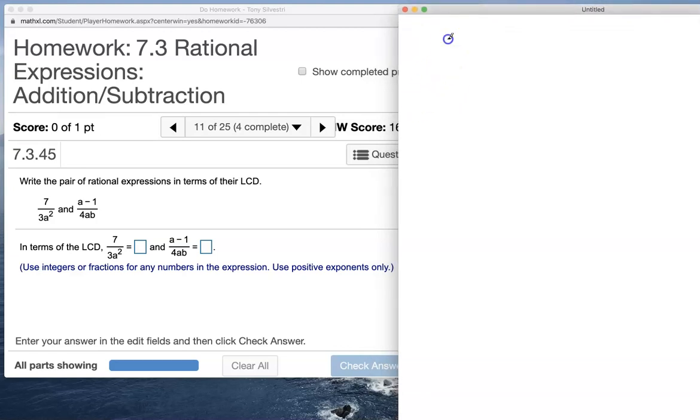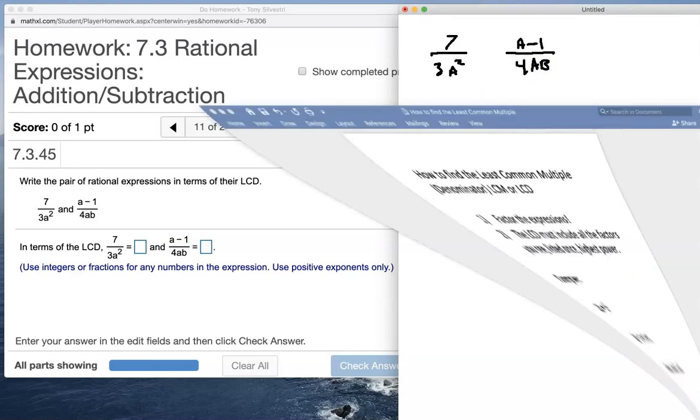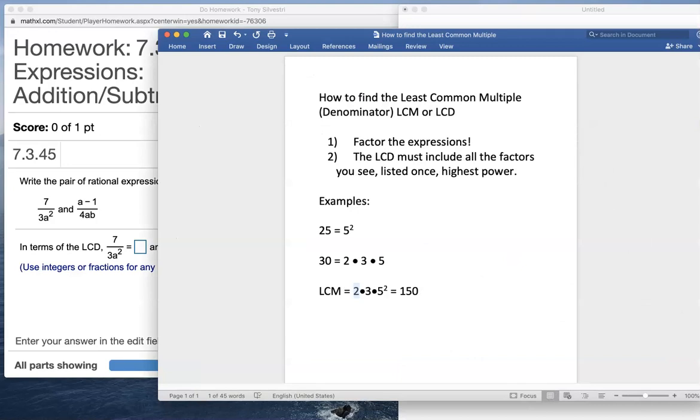And, okay, write these fractions out. 7 over 3a squared, and a minus 1 over 4ab. Now, here's what this says. Here's what we have to do. Factor the expressions, and then the least common denominator must include all the factors you see listed once at the highest power.